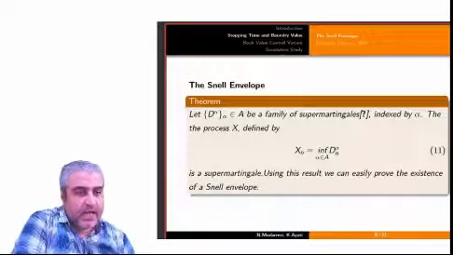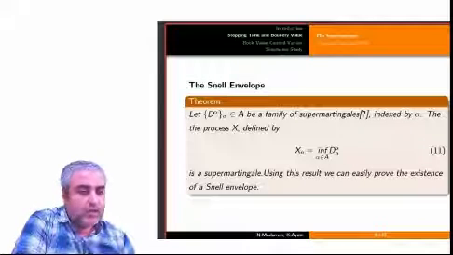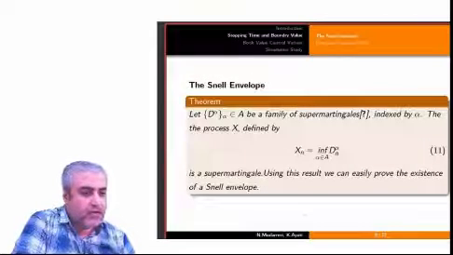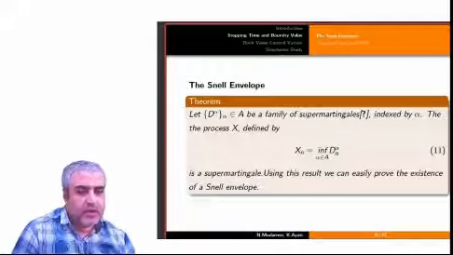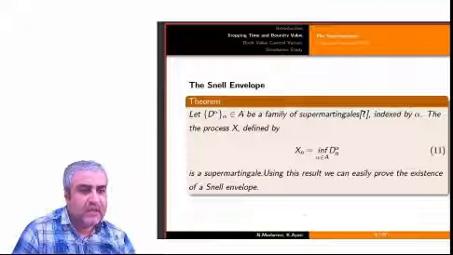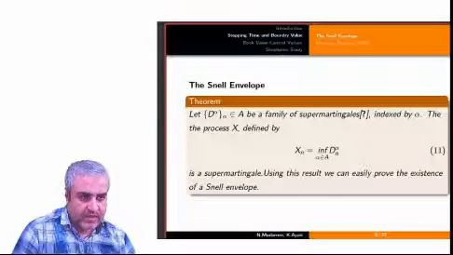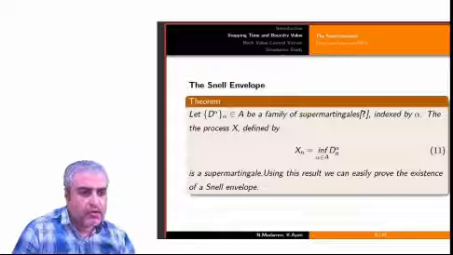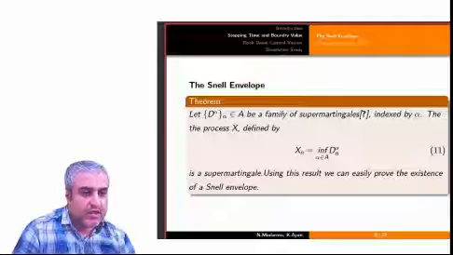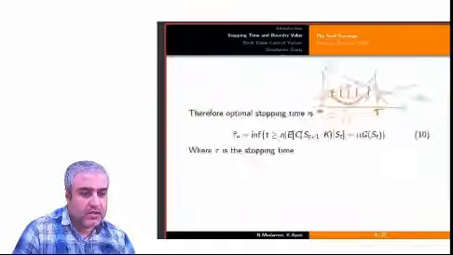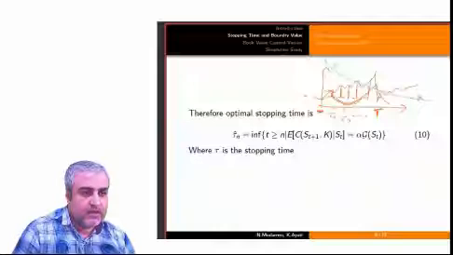let D alpha, alpha belonging to A, be a family of supermartingales indexed by alpha, and we have a process Xt defined as in equation 11, which is a supermartingale dominant on X. Here we have dominant. We need to approximate between R and this dominant.